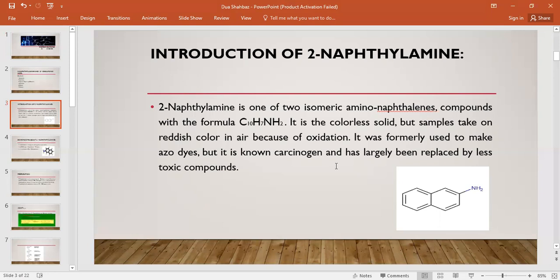Azo dyes are organic compounds that are widely used to treat textiles, leather articles, and some foods. And carcinogens are agents that have the capacity to cause cancer in humans. This is the structure of 2-naphthylamine, and we see that the amino group is attached to the second position. That is why it is called 2-naphthylamine.